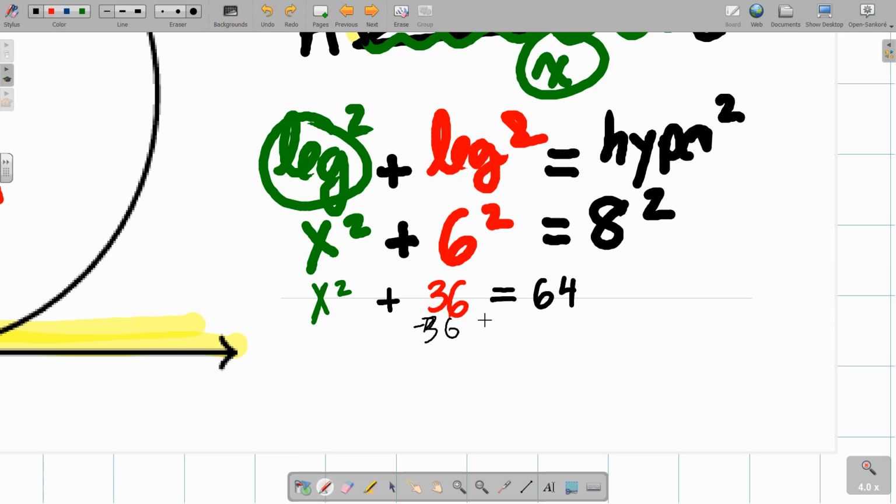Keep your hands off those calculators, folks, for single-digit addition and subtraction. Come on, don't be messing with that.